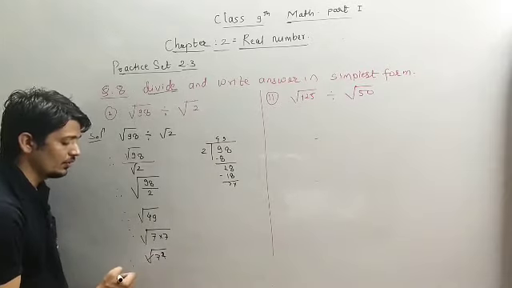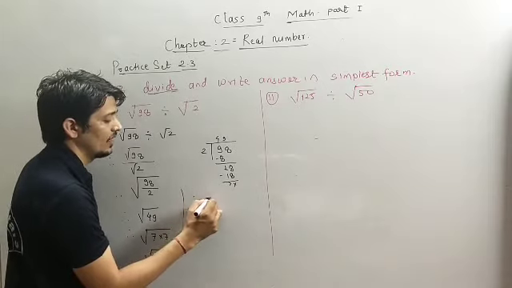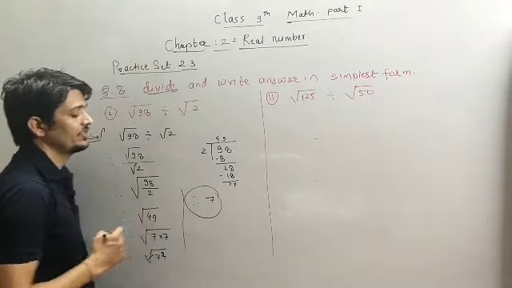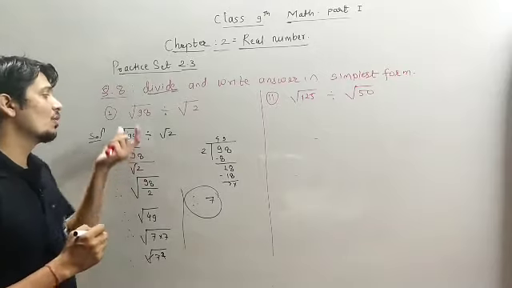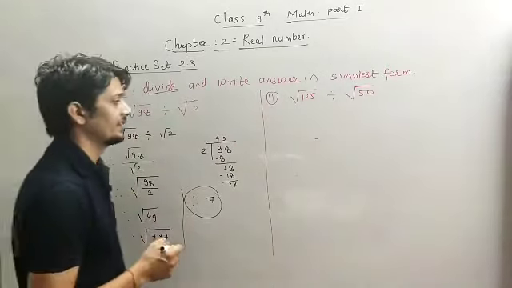So square and root will get cancelled. So answer will be 7. So this is the answer, which is the simplest form of this part. Okay, now question number 2.